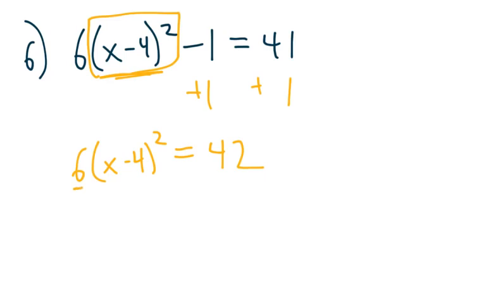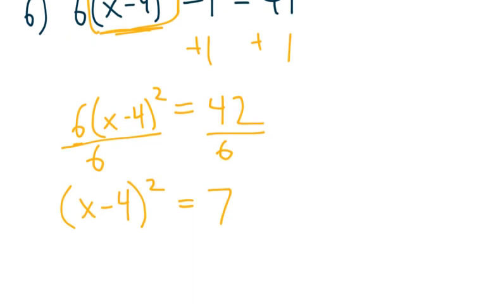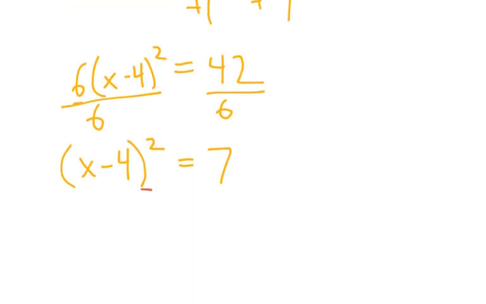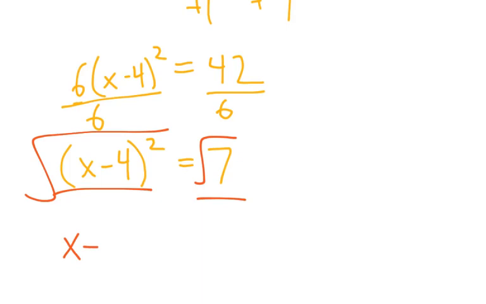I don't want 6 here, so I'm going to divide by 6, and now I have x minus 4 quantity squared is equal to 7. This is what I want. I want whatever's being squared on one side and then everything else on the other side. Take the square root of both sides. Here, I release the x minus 4 from its parentheses, and then I'm getting an awkward part of the answer over here, plus or minus square root of 7.